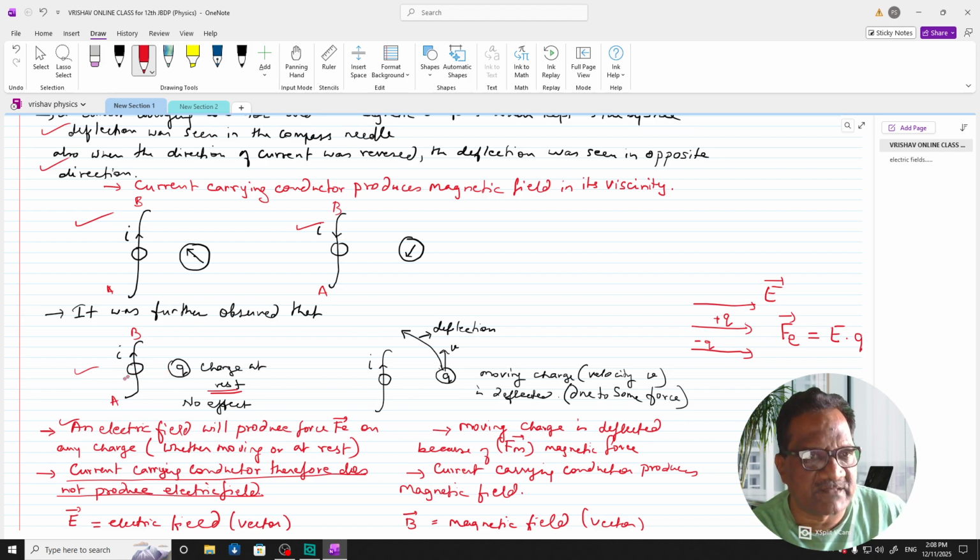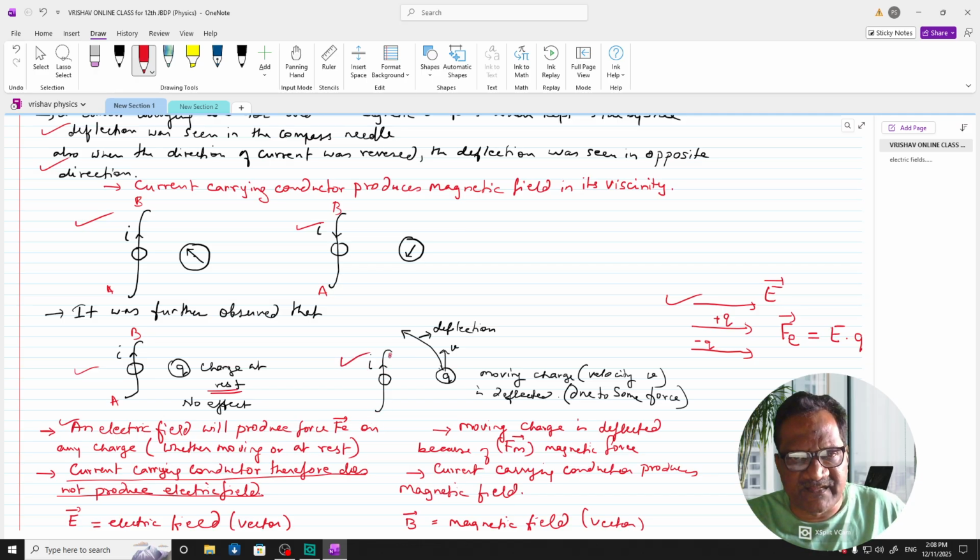If at all an electric field was produced in the vicinity of this conductor, this particular charge, whether it is at rest or in motion, would have been affected by a force. But we cannot see that happening over here. So what we conclude from here is that a current carrying conductor will never produce any electric field. Now, suppose you have a current carrying conductor, concentrate here.